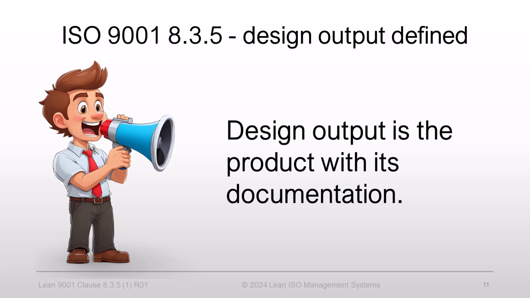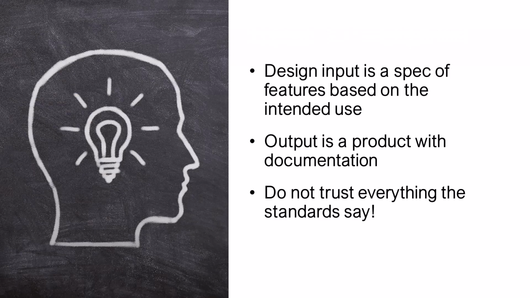We are progressing well as we have defined the design process's main elements. In the following video, we will review some examples of design inputs and outputs and complete the design output subclause of the ISO 9001 standard. Let's summarize our discussion today. Design input is a spec of features based on the intended use. Output is a product with its documentation. And, do not believe all the standards say.